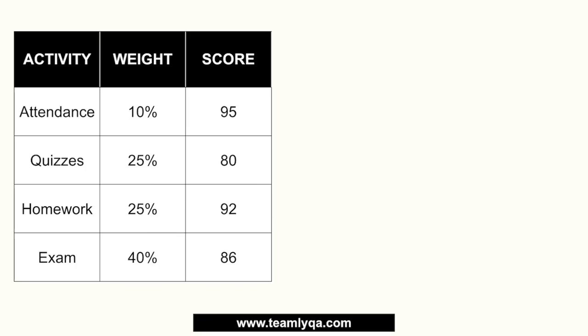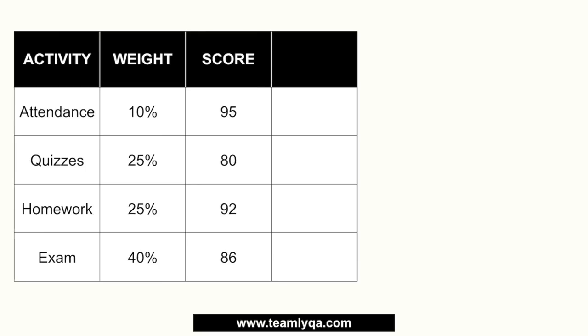Okay? Now again, when solving this, it'll do you good to add another column doon sa mga ito kasi kailangan mo i-multiply yung weight by the score. Now, pinagpalit ko lang ng pwesto ngayon just to illustrate that you have to remember na yung weight or yung percentage is i-multiply mo individually sa bawat score along the same row. Okay? So, that will be 10% of 95, 25% of 80, 25% of 92, and 40% of 86.